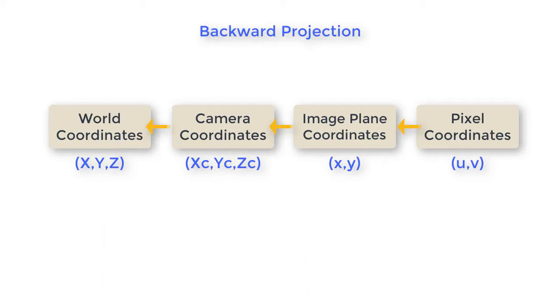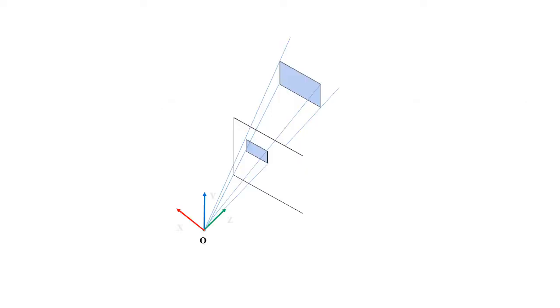For a start, we'll look at the forward projection of camera coordinates to image plane coordinates using this simple setup. In this simplified camera model, the world coordinate system as well as the camera coordinate system are the same. That is why I don't have a separate coordinate axis for the camera. Anyways, let us consider this point X, Y, Z in the real world, which is imaged at the location x, y, f on the image plane. Now let us pause here for a moment and validate our claim.